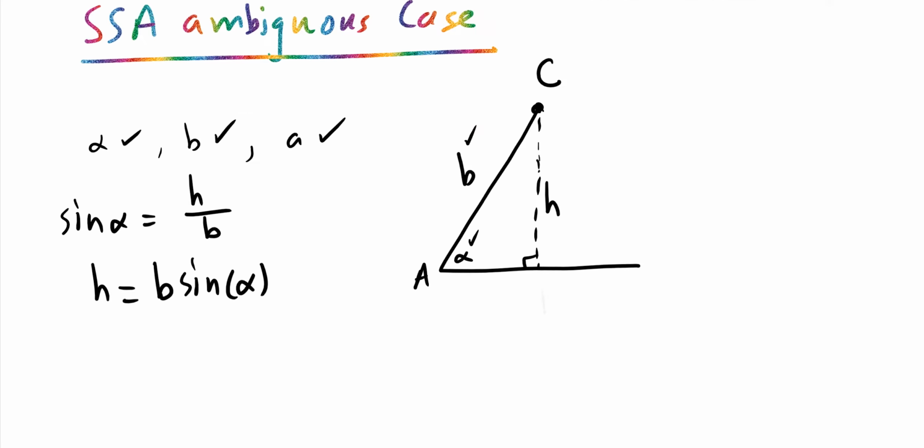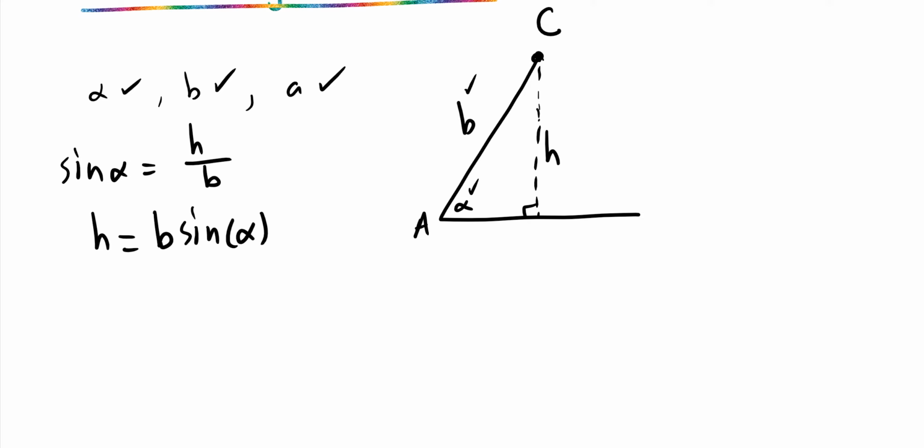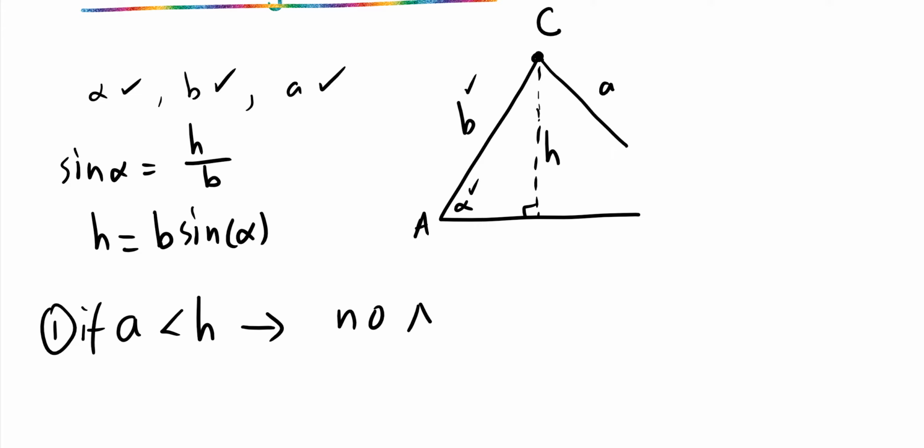That's the height. So the first case that we have: if you calculate the height and you find out that A is less than the height, could be like this, right? So that's A in this case. So what do you get? We get no triangle. So we can't solve the triangle. And then you stop there. There's no solution. You can't do anything about it. So that's the first case.